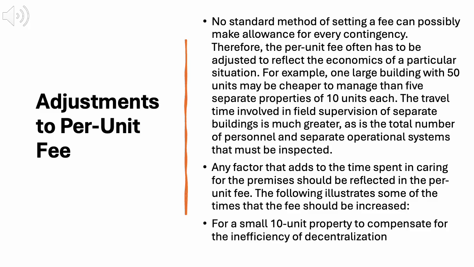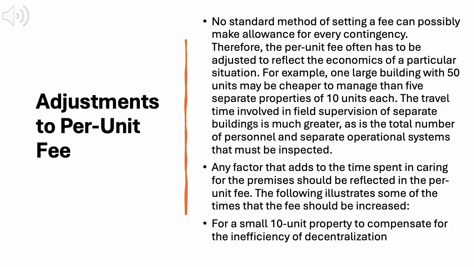No standard method of setting a fee can possibly make allowance for every contingency. Therefore, the per unit fee often has to be adjusted to reflect the economics of a particular situation. For example, one large building with 50 units may be cheaper to manage than 5 separate properties of 10 units each. The travel time involved in field supervision of separate buildings is much greater, as is the total number of personnel and separate operational systems that must be inspected.